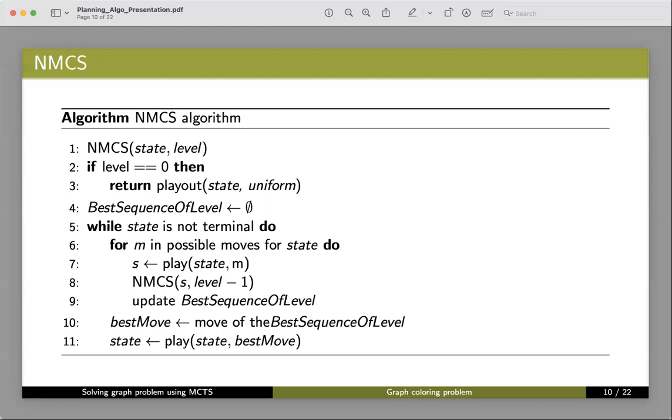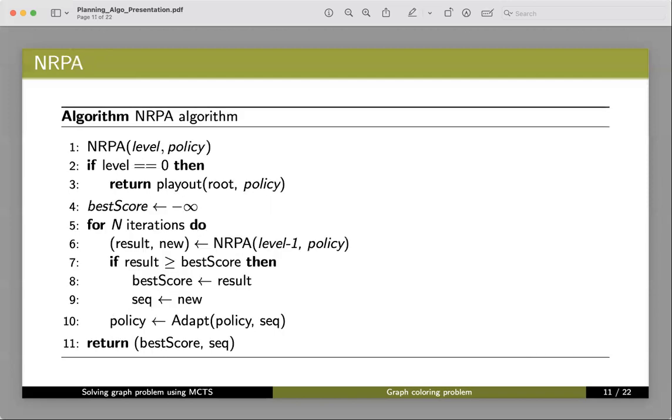Let's think about how we can improve it, and we can consider the next algorithm, which will be presented by Maxim. So the nested rollout policy adaptation algorithm is highly inspired by nested Monte Carlo, as said previously. As in NMC, each level of the algorithm calls a lower level, and each level returns the best score and best playout sequence found at this current level.